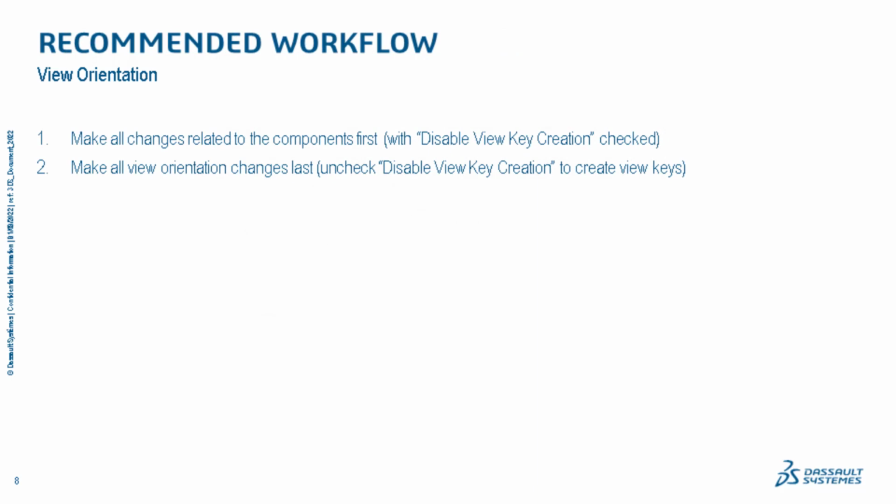The recommended workflow to include view orientation changes into your motion study is to make all changes related to the components first. So that's component position, adding explode steps, hide, show, changing the display mode or the appearance. Make all of those first with disable view key creation turned on, and then make your view orientation changes last. So allow for view key creation and add your view key points to the motion study.